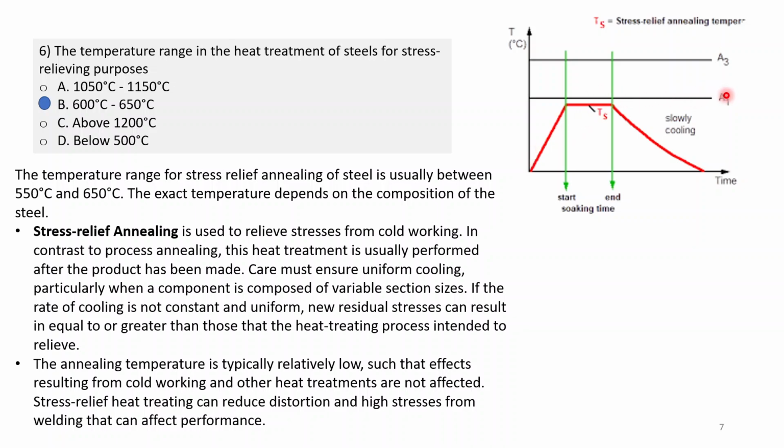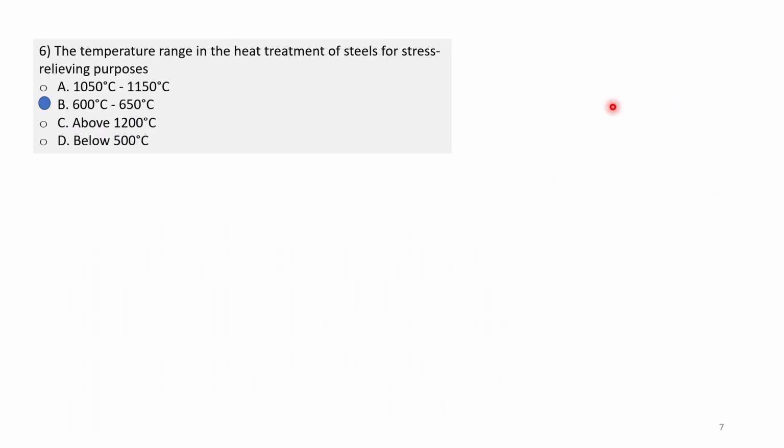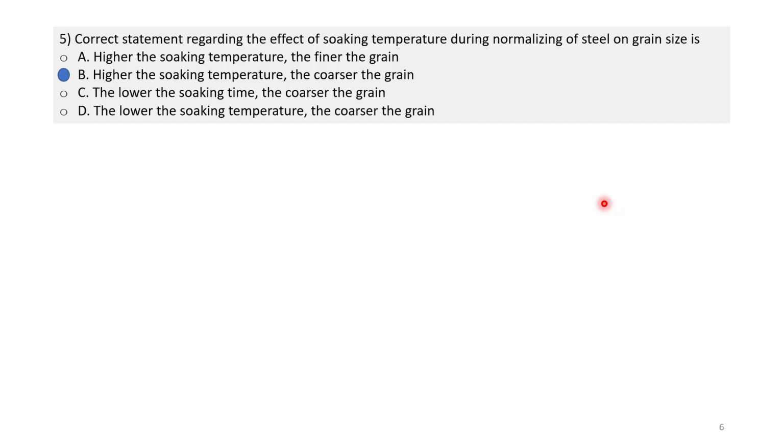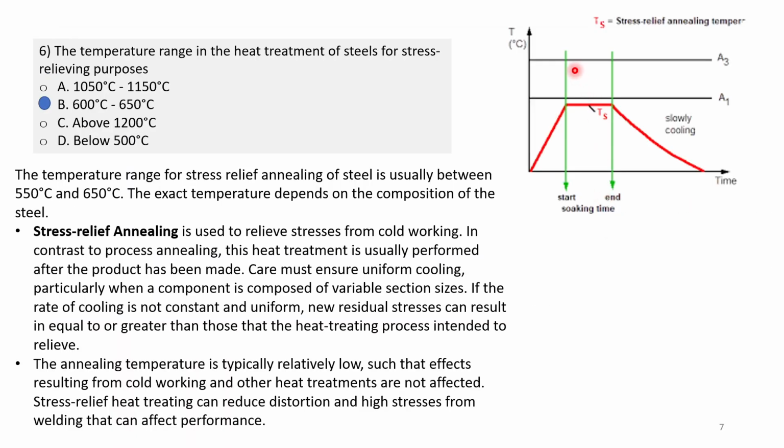Okay, so A1 here is the lower critical temperature. It's shown here, the lower critical temperature is 723 degrees Celsius. Above this, some of the pearlite will convert into proeutectoid phases or into austenite. Here you're heating it below this point, so there won't be any microstructural changes, just relieving of stresses, so dislocations will get annihilated.